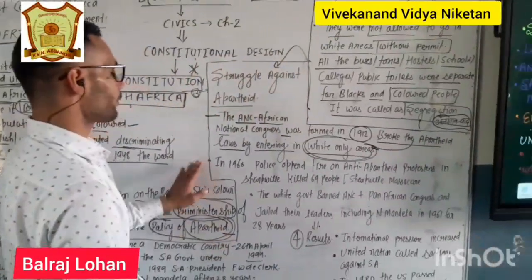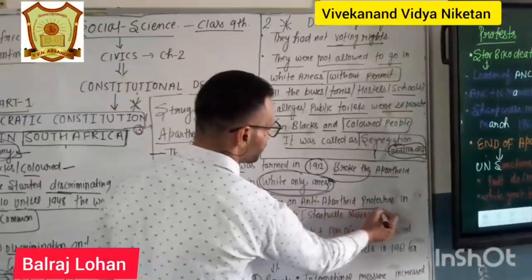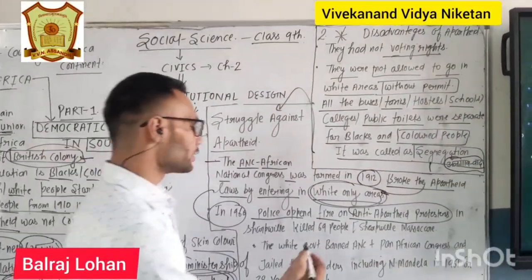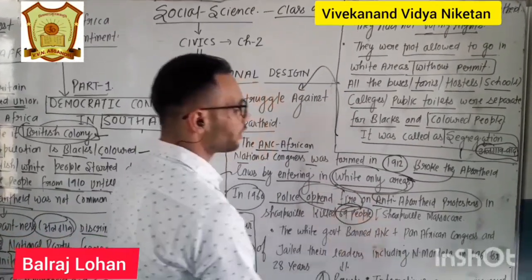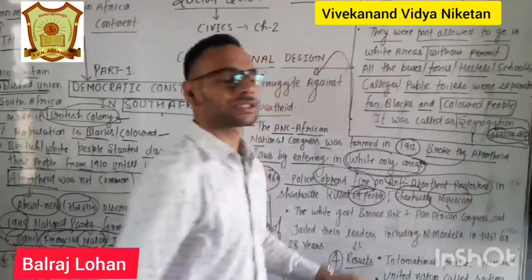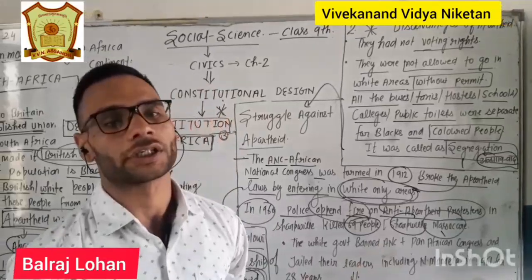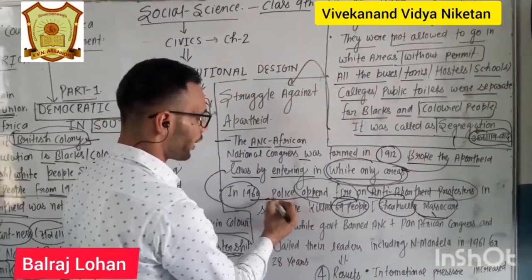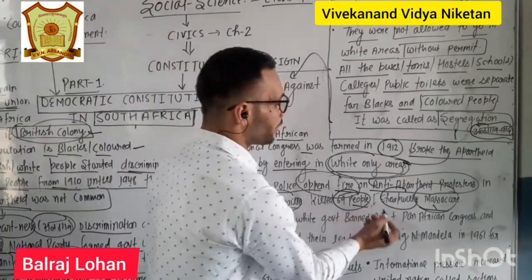And in 1960, police opened fire on the anti-apartheid protests. Means those people who were protesting against apartheid, the police opened fire on them and killed 69 people in Sharpeville, which is called a massacre. Massacre means when lots of people die at one time. So in 1960 the police opened fire on these people in Sharpeville and killed 69 people.